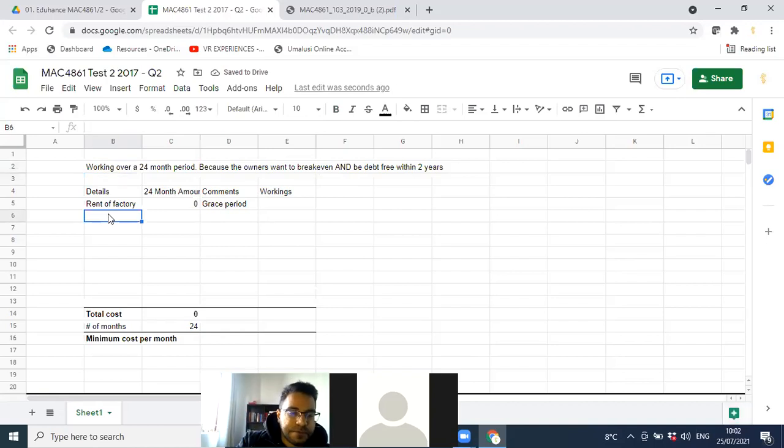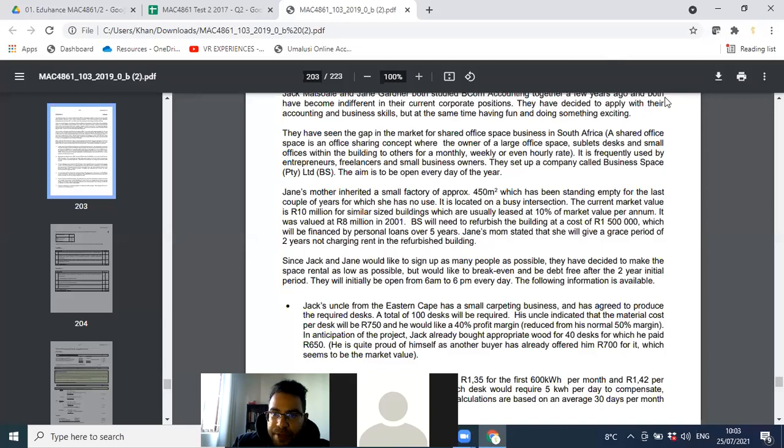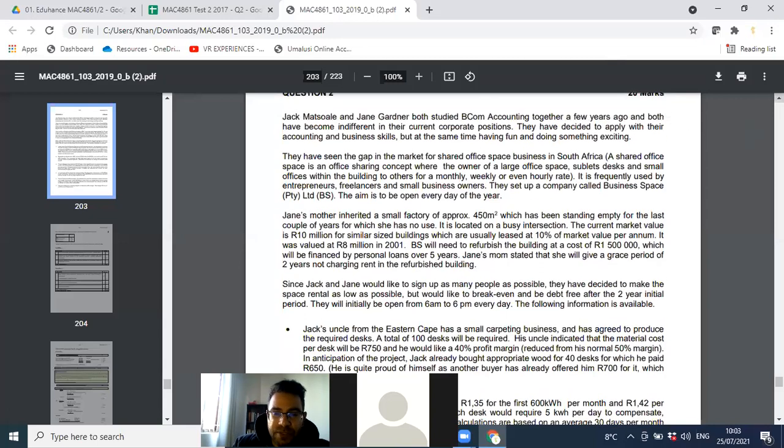The next thing is the refurbishment. The total cost is 1.5 million. No need to put a comment, that's all we need to know. So remember, in an exam, especially in relevant costing, it is important to highlight all numbers, whether the number is written in digits or whether the number is written in words. Just be aware of that.